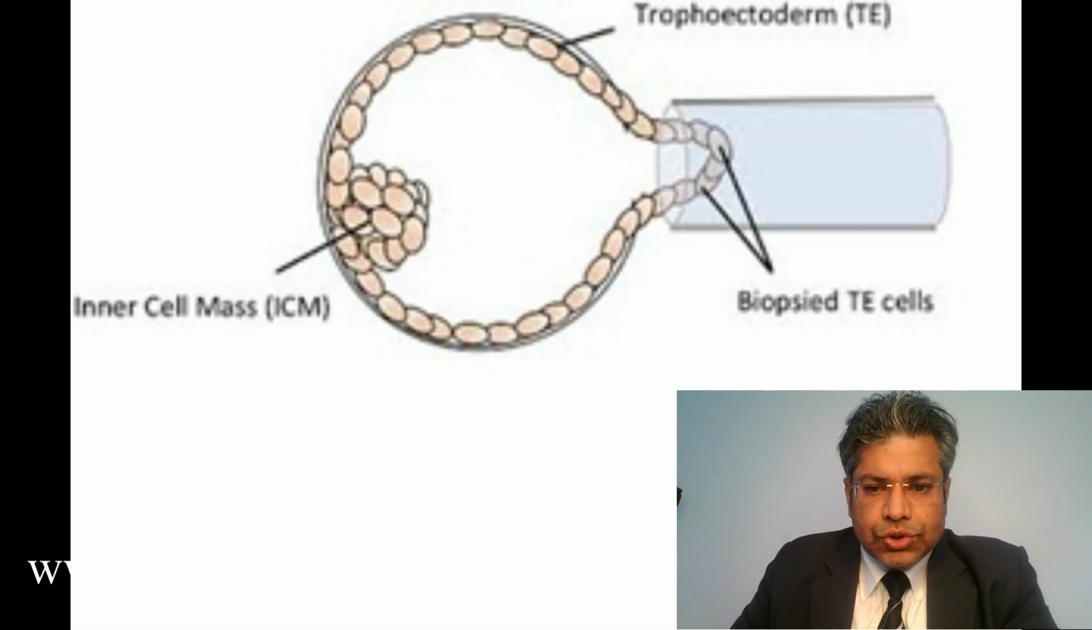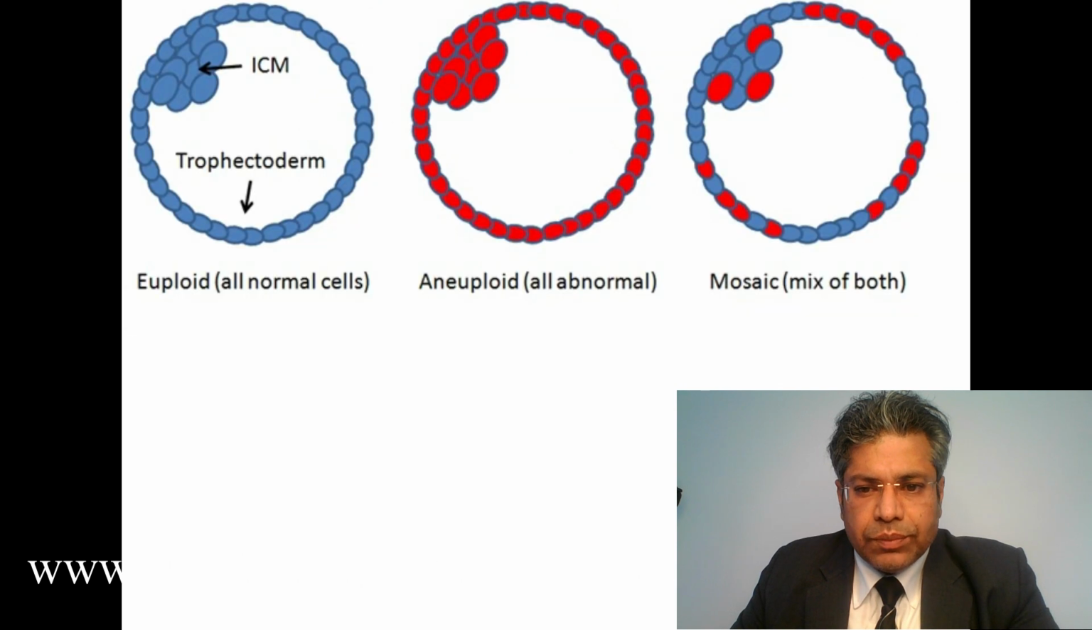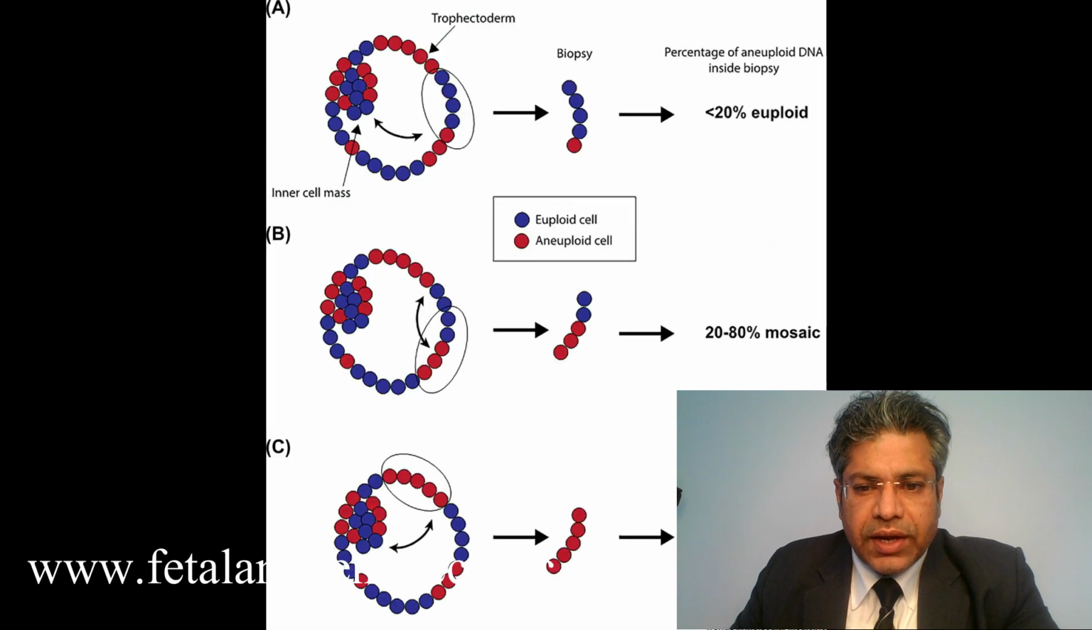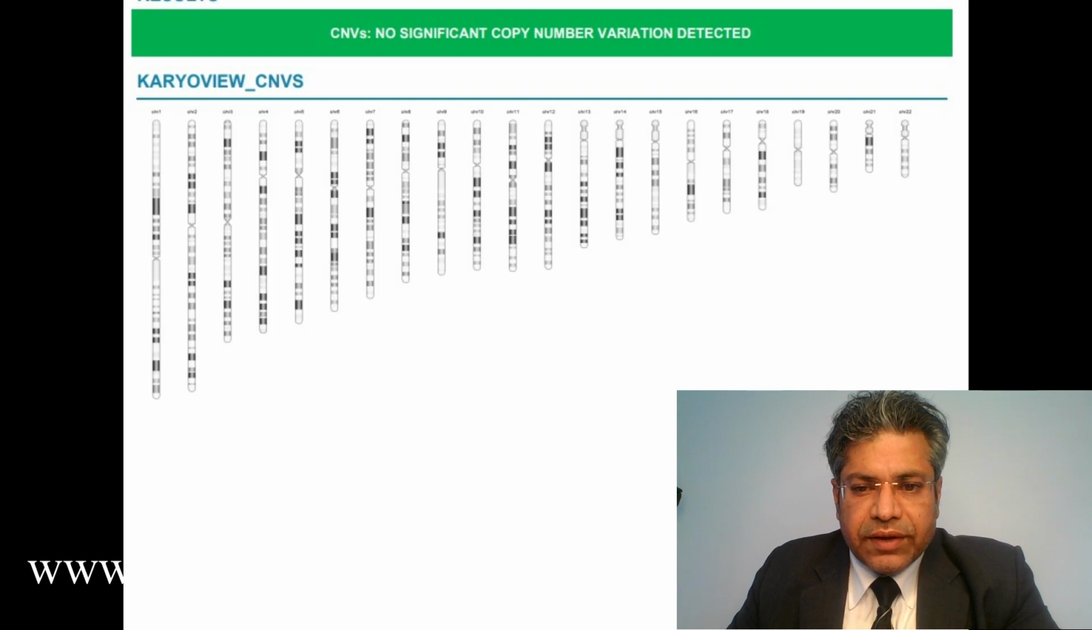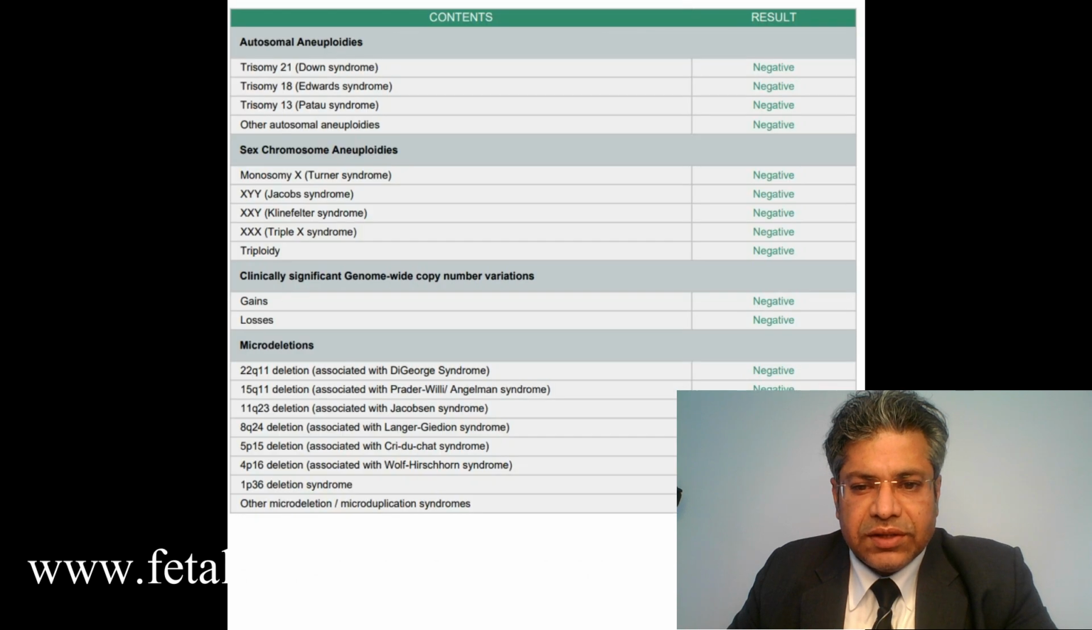I'll explain this in these slides. This shows how the embryos are subjected to embryo biopsy, the biopsy of trophectoderm cells. This could be inner cell mass or trophectoderm, which can be aneuploid or euploid: less than 20%, 20 to 80%, or greater than 80%. Now this was one case in which they identified aneuploidy in both the embryos, and therefore it was not recommended for transfer. Still the transfer was done, and at 16 weeks we identified that the baby is devoid of any chromosomal abnormalities.